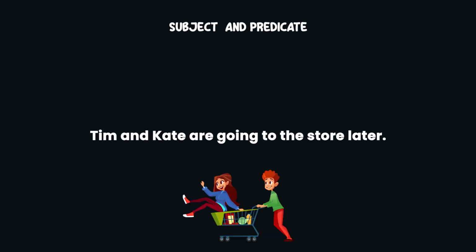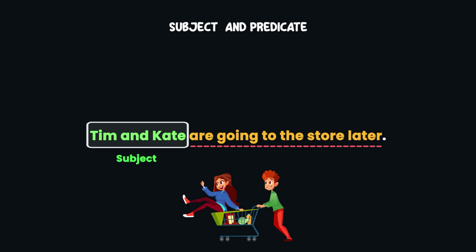Tim and Kate are going to the store later. Who is this sentence about? It is about Tim and Kate, both of them. So, both Tim and Kate are the subject. So, what are they doing? They are going to the store later. So, are going to the store later is the predicate.